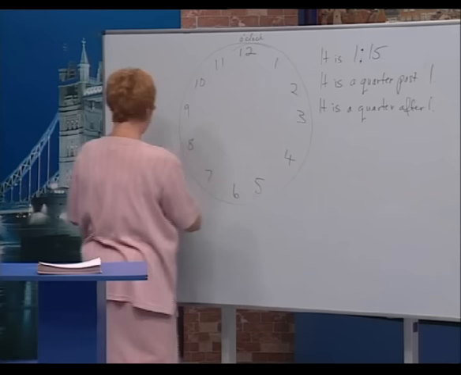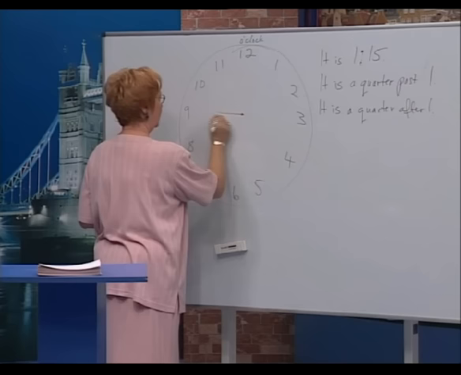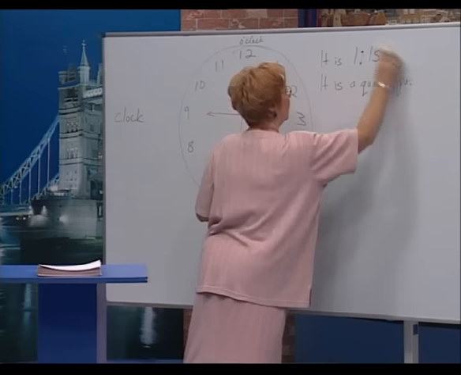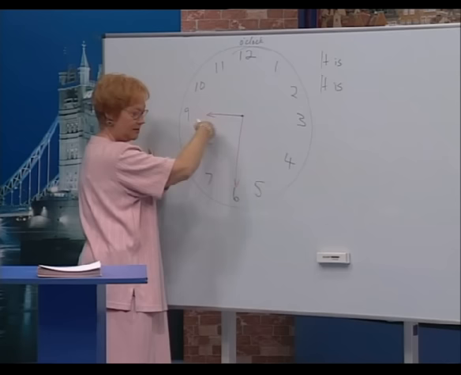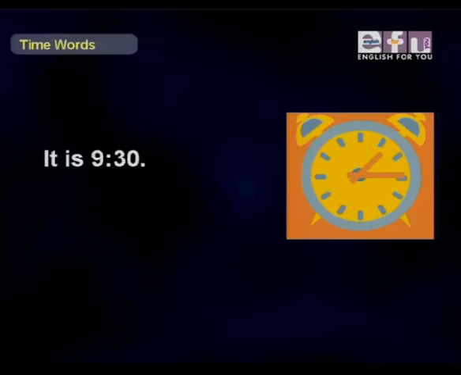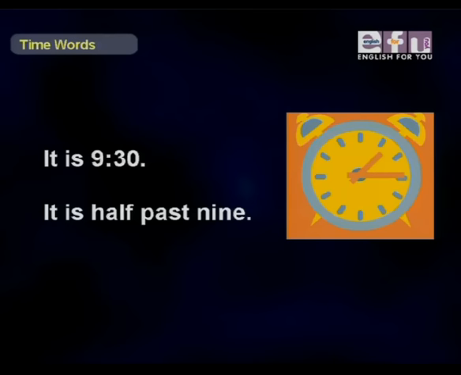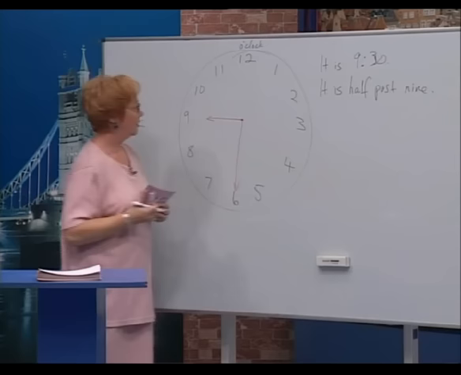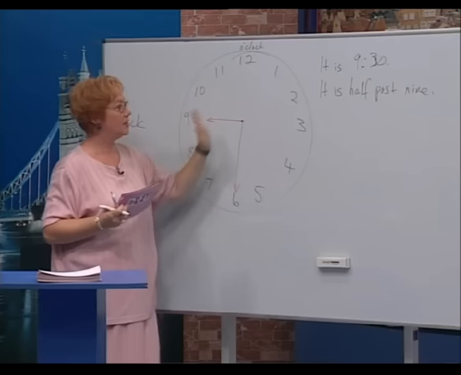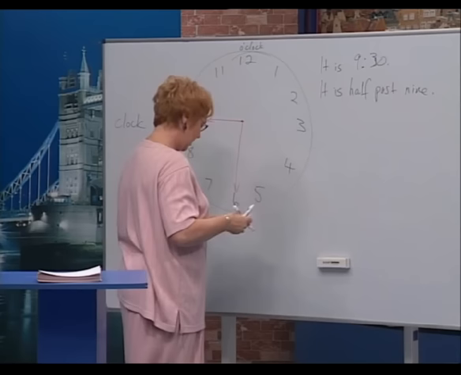Now, let's do another example. Here, we'll change the time again, and we'll use a different hour. Now, you can see that it is 9:30. This is the easy one. It is 9:30. Now, another way, it is 9:30. It's the same.